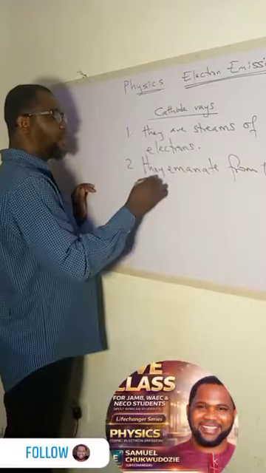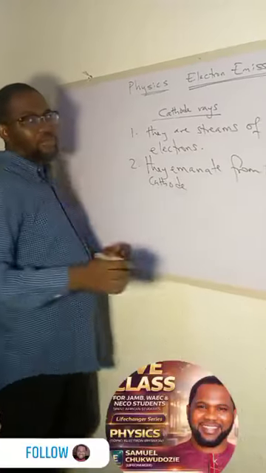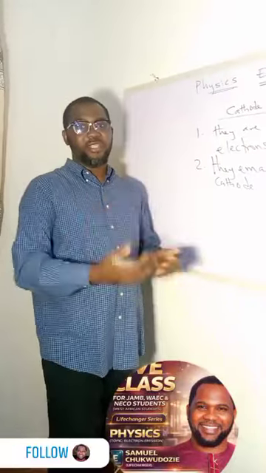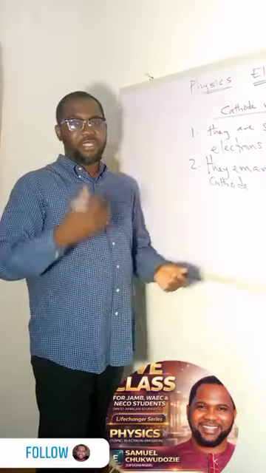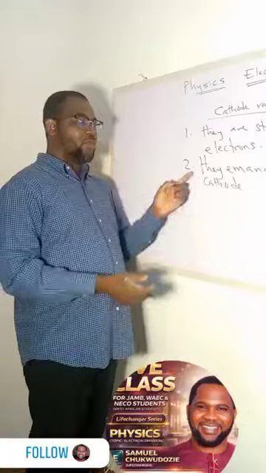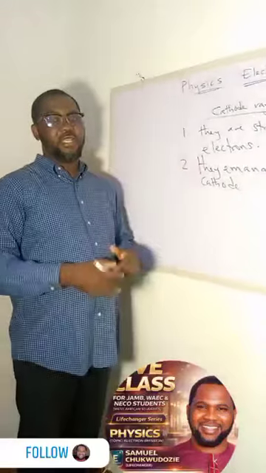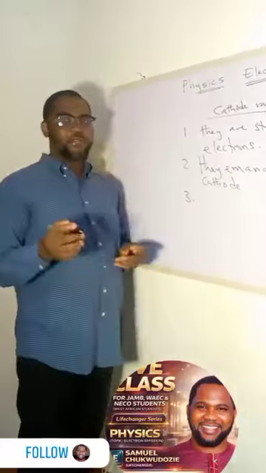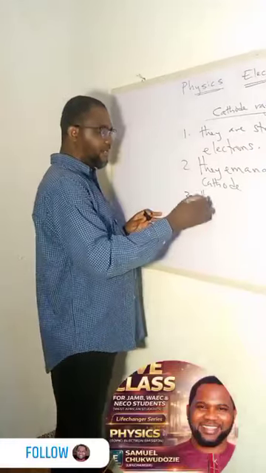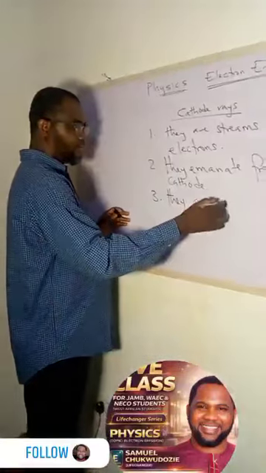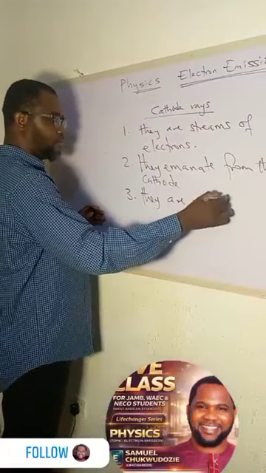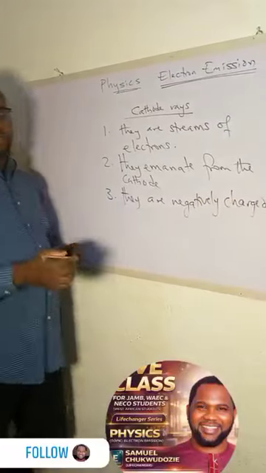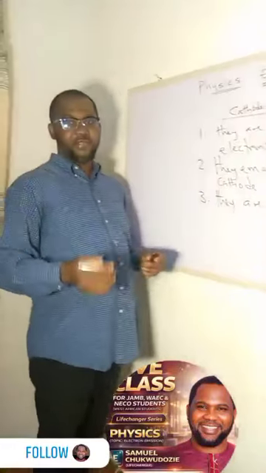So the reason why they are called cathode rays is because their source is the cathode. The cathode is what is heated, then produces cathode rays. So the second property of cathode rays is that they emanate from the cathode. Now the third thing I would like to mention here is that they are negatively charged. So that is another property of cathode rays.